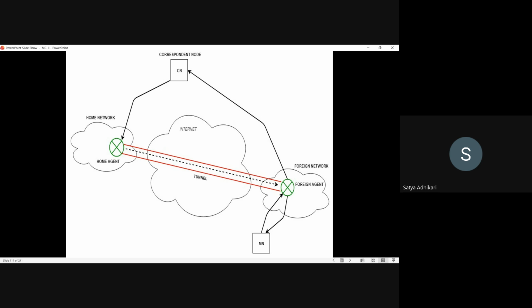So in getting the acknowledgement, the home agent does not play any role. It receives data from the correspondent node and forwards that packet to the foreign agent through the process of tunneling, and the foreign agent is responsible for forwarding data to the mobile node. Once the mobile node receives it, the foreign agent sends the acknowledgement to the correspondent node. In this way, the communication takes place, although the mobile node is not present in its home network.